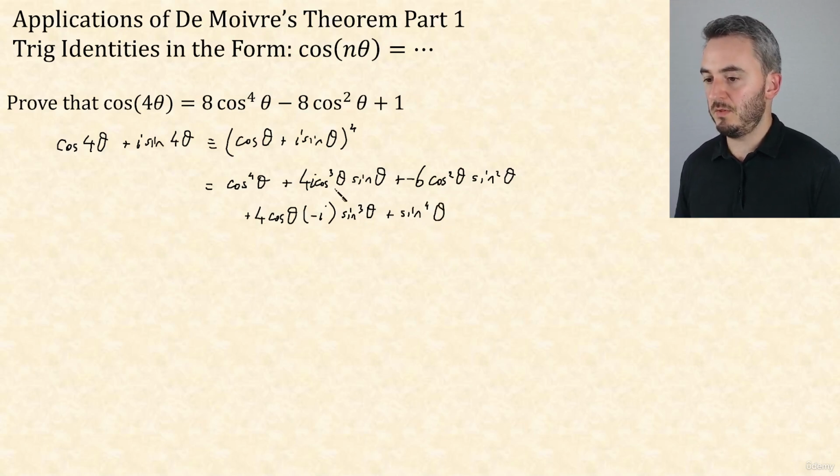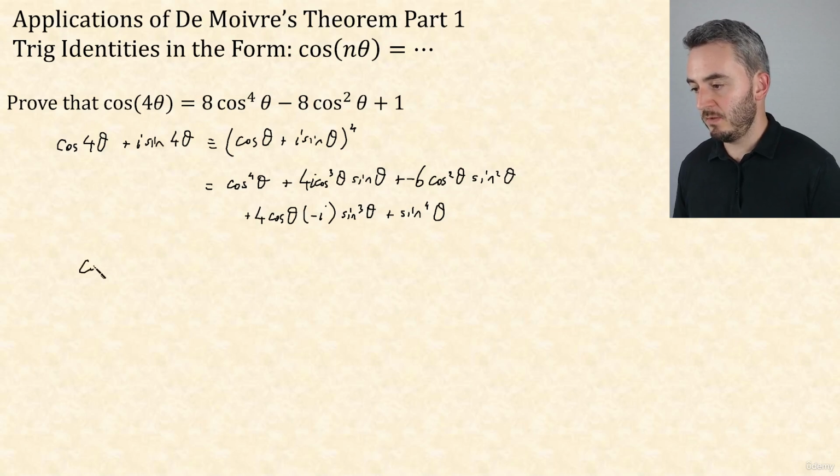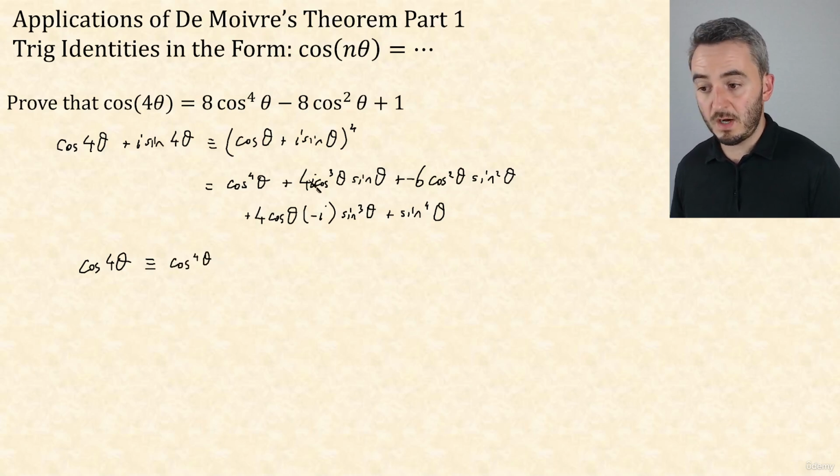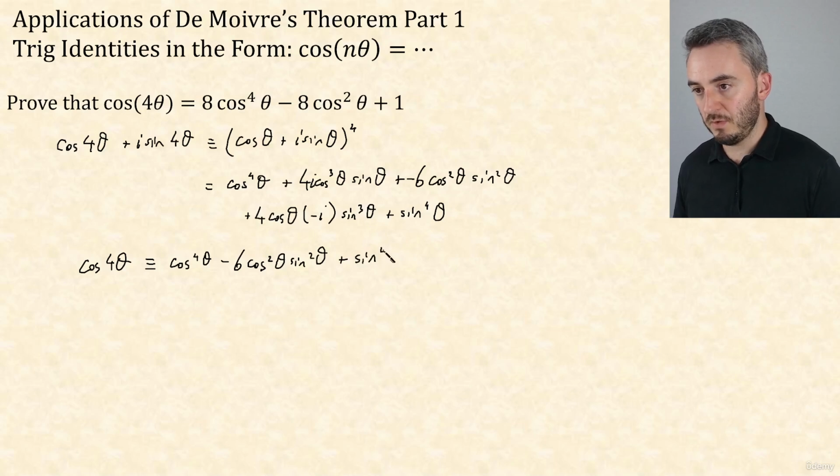Now we want the real part of the right-hand side. We can say that cos 4θ is the same as, well, it's cos^4 θ. This has an i in it, so we don't want that. This is real, so it's minus 6 cos² θ sin² θ. Then this is imaginary, but this is real: sin^4 θ.